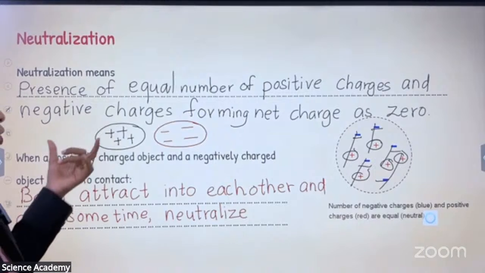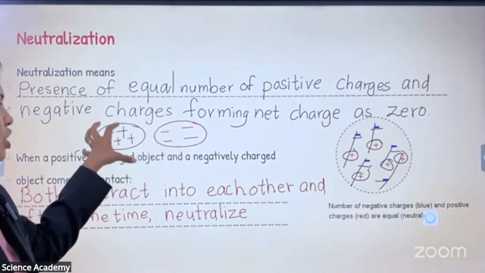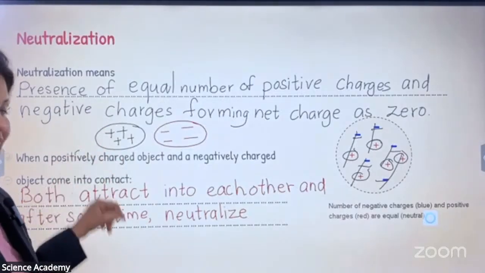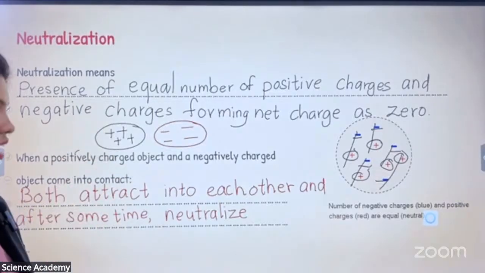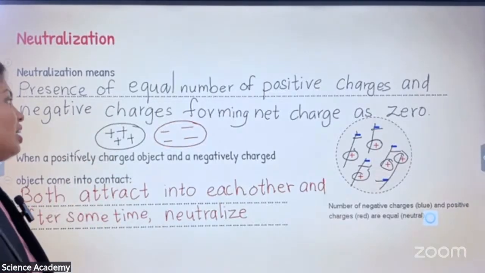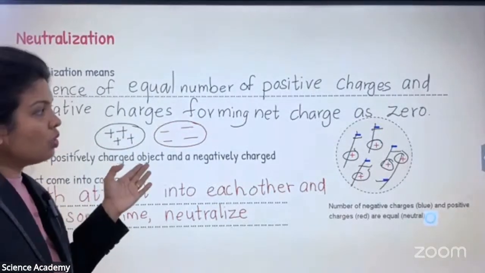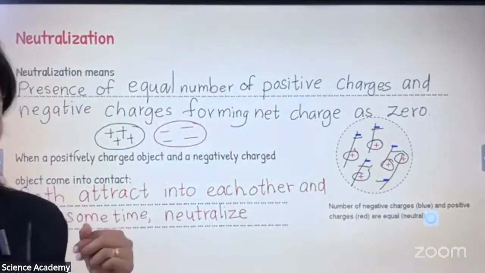Dear children, for neutralize, these number of charges should be equal. Right? Okay. මේක එකක හරි වැඩියෙන් එකක් තිබ්බොත් right? Neutralize වෙන්නේ නැහැ. Okay? Right? So children, keep it in your mind. For the neutralization also, it should have equal number of positive and negative charges.